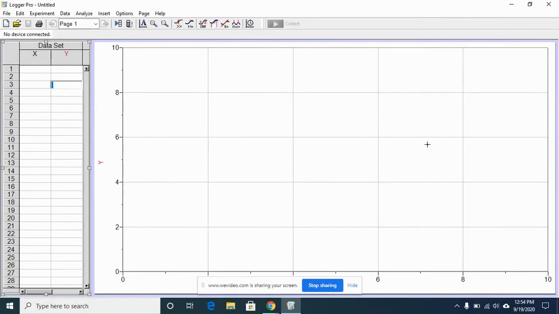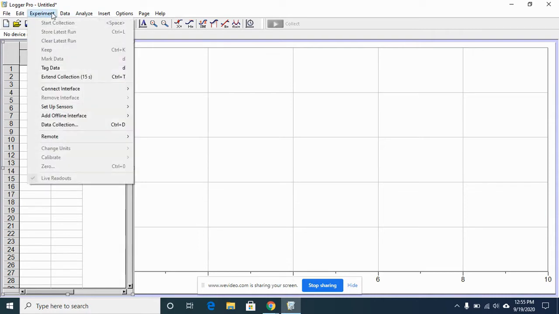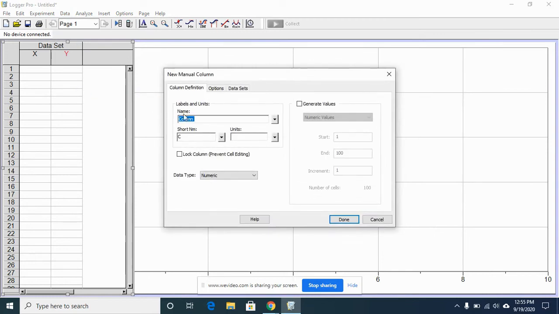Next, I'll show you how to format these and graph these in Logger Pro. So the first step is going to be to input your data. And you really only have two columns here, X and Y. It's going to graph weird at first until we format that. But first, because we have 3 columns of data that we collected, we're going to need to add a new manual column. That's under Data and New Manual Column.